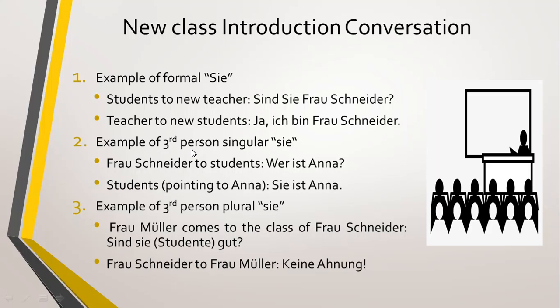Then an example of third person singular "sie", which is the "she" in English. So Frau Schneider asks the students, "Wer ist Anna?" And the students pointing to Anna could be replying, "Sie ist Anna." So here "sie" refers to "she", and it is clear that it is one person they are referring to.